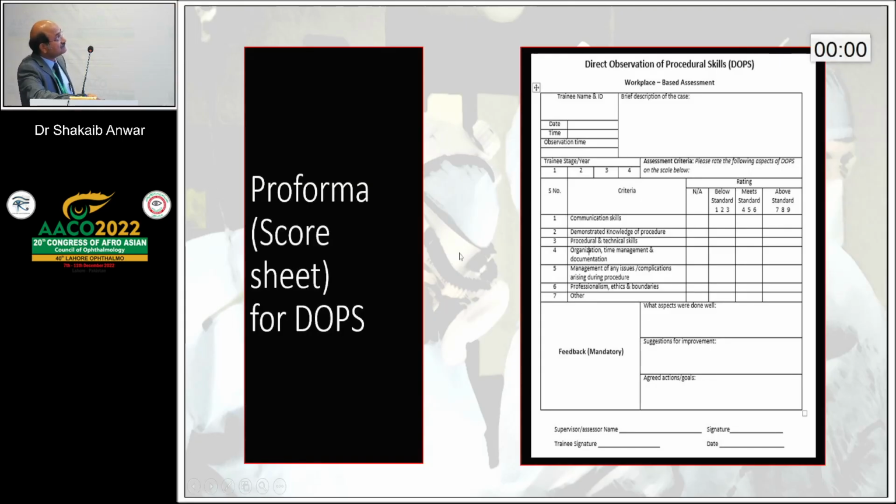Anyway, so this is a pro forma or a score sheet which I have. It's a generic type, and I have made it myself, and I have adopted it from some other score sheets being practiced in Australia and UK and other places. So this is a simpler form in which I have shown some criteria, and then there is a score chart rating.